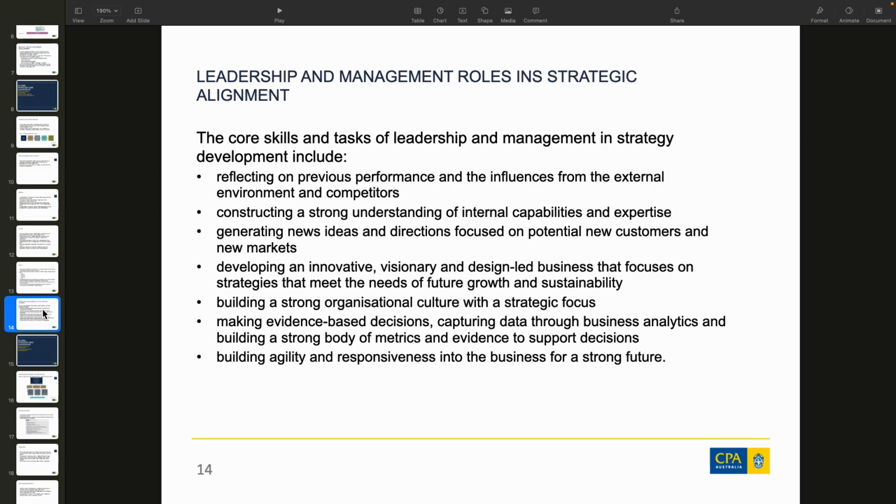So remember the word design-led, we studied that previously, yes or not, the double diamond and so forth. So design-led business that focus on strategies that meet the need of future growth and sustainability. So you're looking at how future success comes in. Building a strong organization culture with strategic focus.